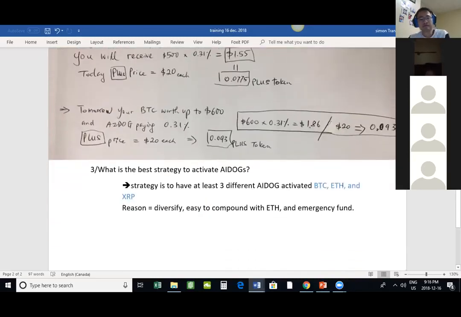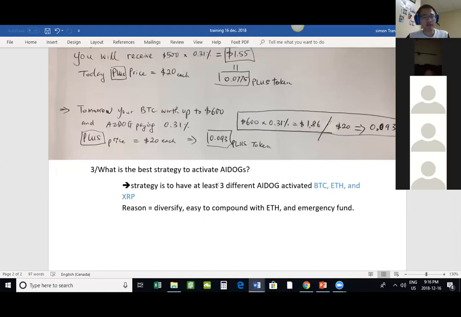Okay, so now number 3, the question is, what is the best way to choose what kind of cryptocurrency I put into the AI doc? Am I holding Bitcoin, Ethereum, Ripple, or Dash? What should I hold? Okay, the answer is there's no best, right? But my personal opinion is to use the strategy of holding a minimum of 3 different cryptocurrencies. For me, that would be the best.